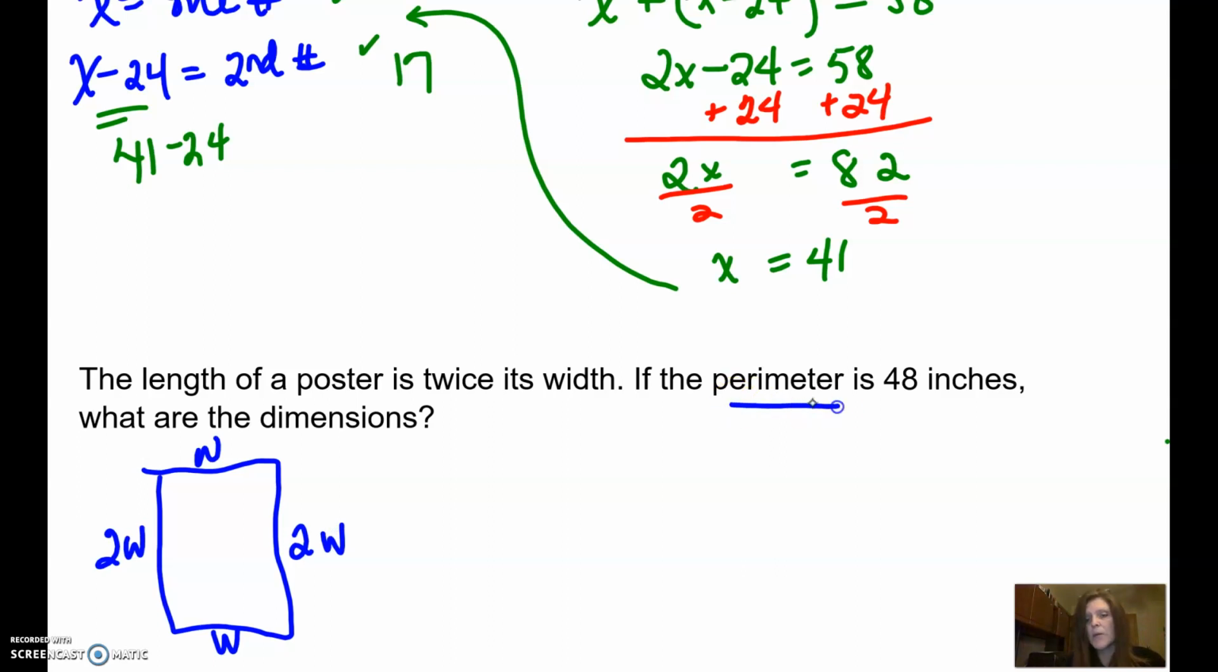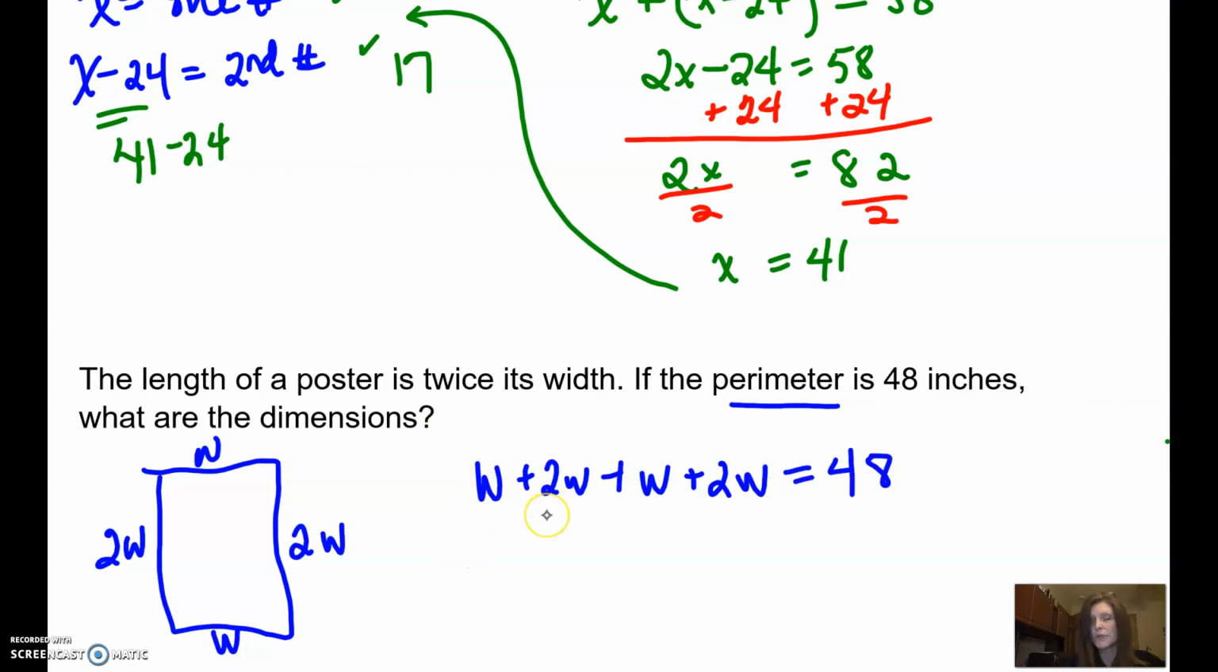Then it says the perimeter. Well, if you remember from geometry, perimeter means the total sum of all the sides. So I'm going to go around. Now, for a rectangle, there is a formula, but if you don't remember the formula, it's okay. Perimeter just means the sum of all the sides. So if I start at the top, I would say W plus 2W plus the W at the bottom plus the 2W on the other side. That's adding up all the sides, needs to equal 48.